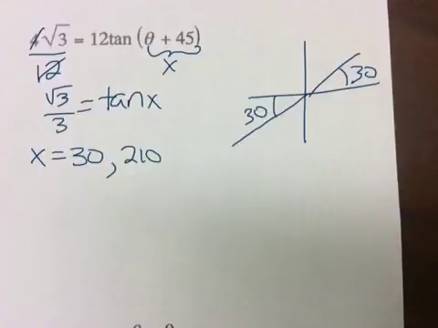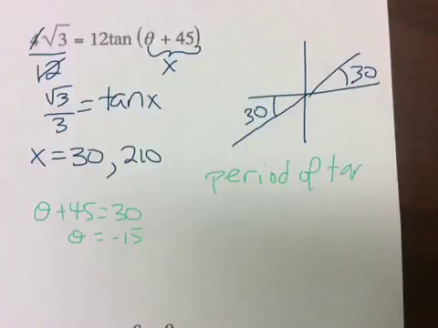So we're going to go theta plus 45 equals 30. So theta equals negative 15. Now that one is not between 0 and 360, so I can add the period. Now, don't forget the period of tan, maybe you want to write this down if you don't know already, is 180. That's important. So when I add 180 to that, I'm going to get 165.